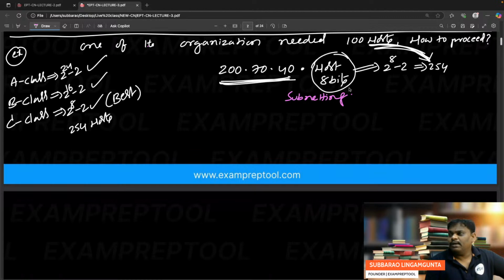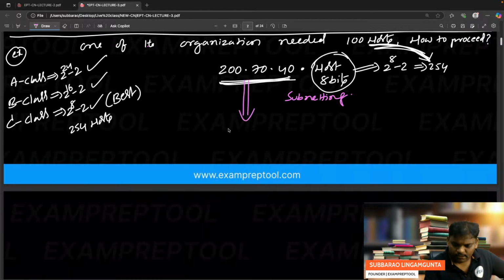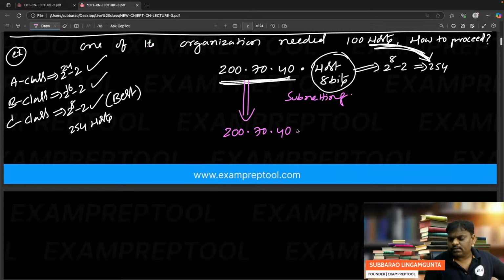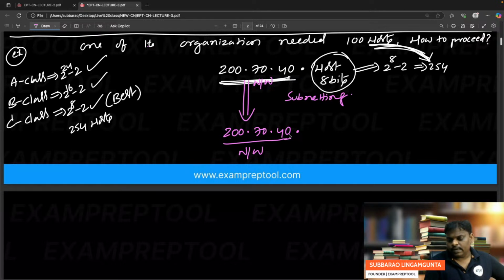Subnetting means dividing the bigger one into smaller one. Network part no change. Subnetting means network area no change. I'm repeating once again: subnetting means network area no change. Then some people are asking, what about host, sir?